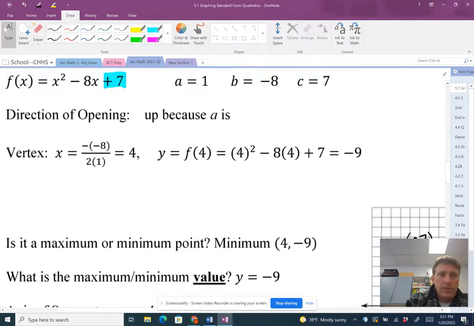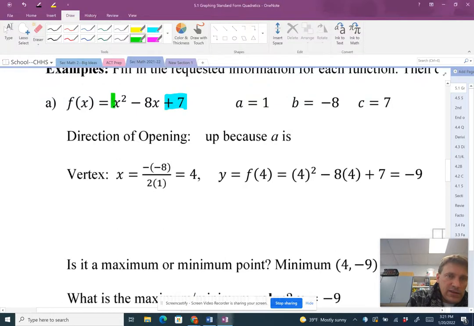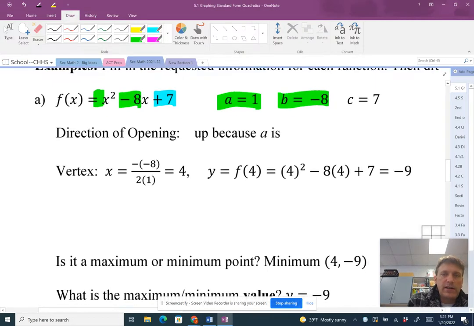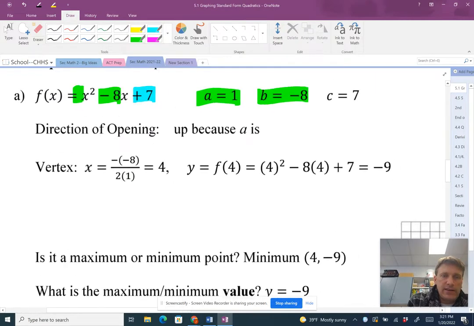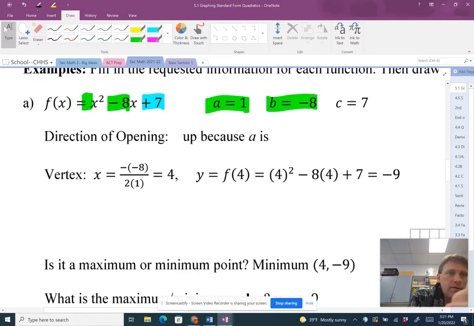Our value of a is the number before the x squared, which is 1. We've got b equals negative 8, and the vertex is x equals negative b over 2a. Since b is negative 8, we have negative negative 8, which is positive 8, divided by 2a, and a is 1. So we've got 8 divided by 2, and the x coordinate is 4.